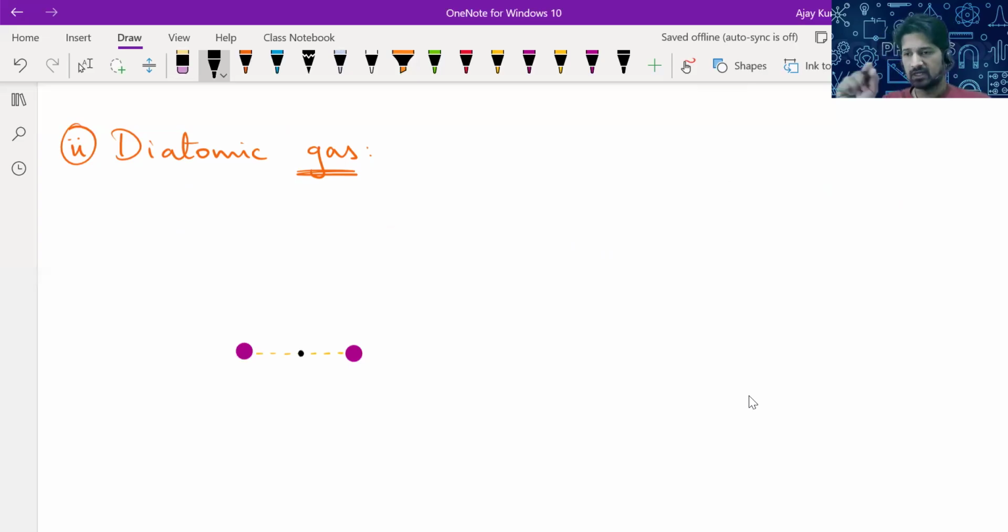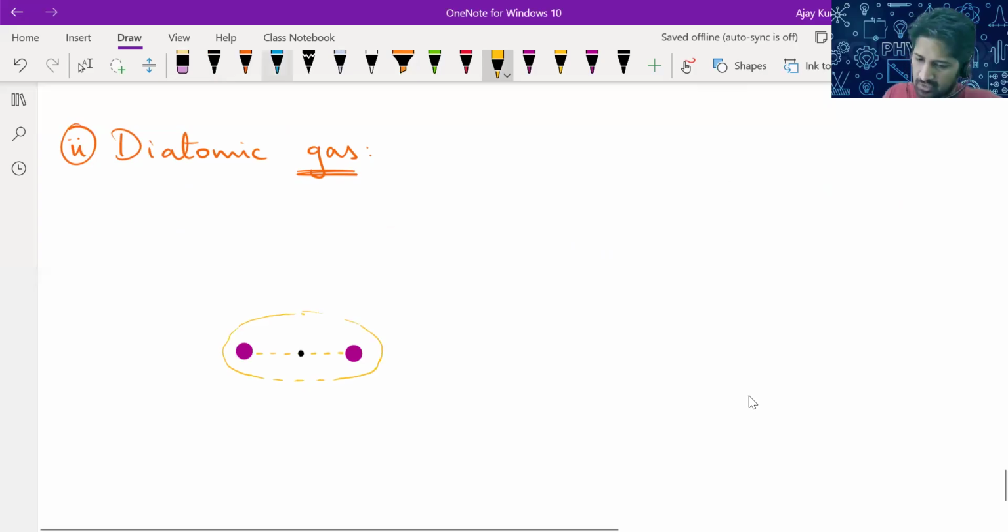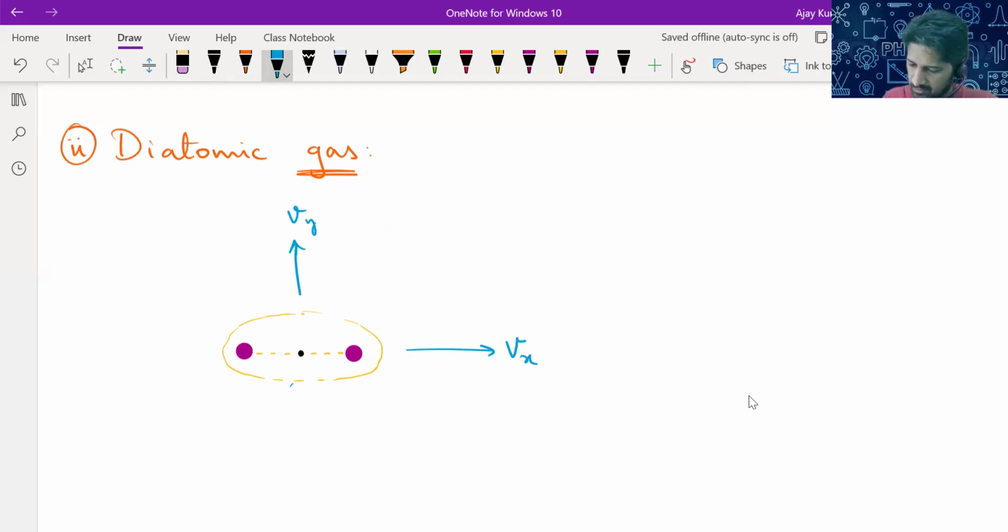Okay, but a diatomic gas, since there are only two atoms, they are like two particles. You can draw a line connecting those two particles. You can always draw a line connecting 2 points. Fine. Now this molecule can be moving around. So the molecule as a whole can have an x component of velocity. It can have y component of velocity. It can have a z component of velocity as well.